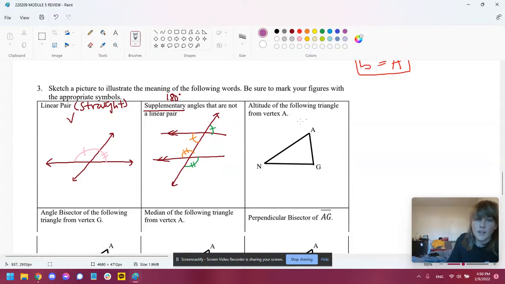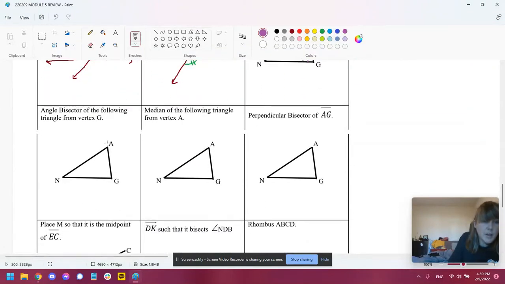All right. An altitude. Altitude starting at vertex A means it goes straight down to the other side and meets at a right angle. So altitude meets at a right angle. Angle bisector from the vertex G. Oh, I did this wrong on the answer key then. Angle bisector from the vertex G means that this angle is the same as this angle, and we started at G.